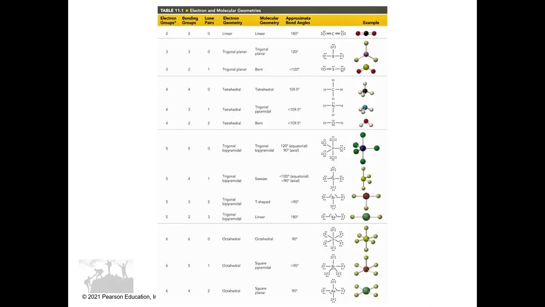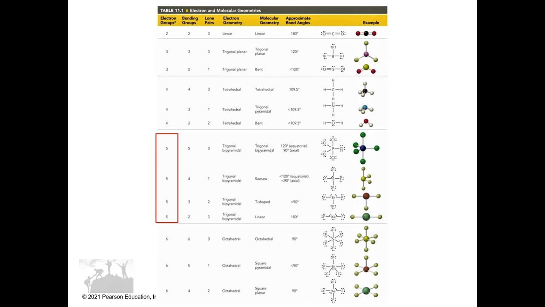So now when we put all these electron geometries and molecular geometries together, we have this huge table, table 11.1. Now you have to memorize everything that's in this table. It looks scary, but if you break everything up piece by piece, you'll see that it's not scary at all. Okay, so let's take a look at the biggest section on here, the one with five electron groups.